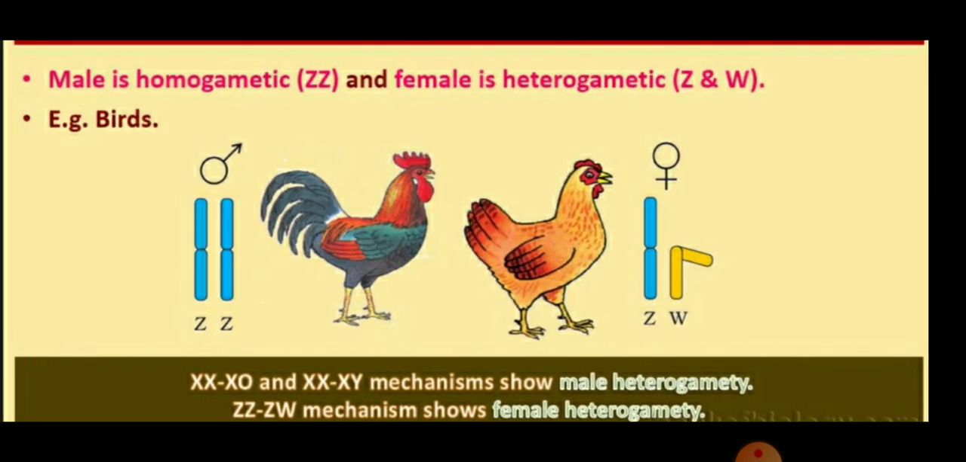So children, in birds the male is homogametic and the female is heterogametic. For example, males are ZZ type and females are ZW type. The XX-XO and XX-XY mechanisms show male heterogamety, but the ZZ-ZW mechanism is the opposite. It shows female heterogamety.